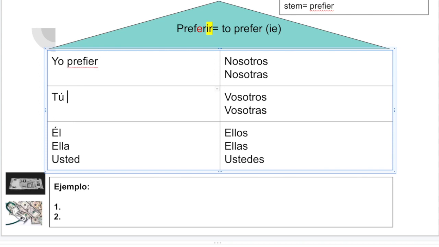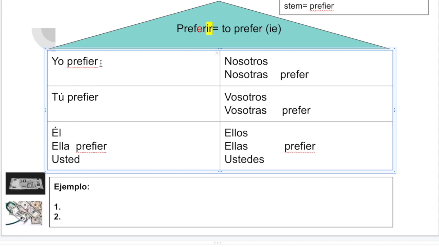Prefier, prefier, prefier, no prefier, right? Just prefer, prefer y, prefier. You see the difference? So what are going to be the endings?